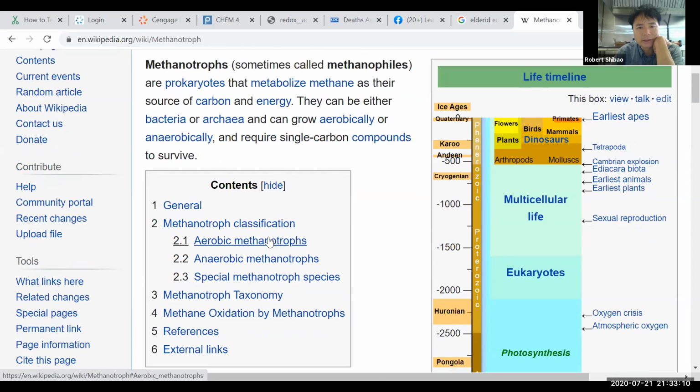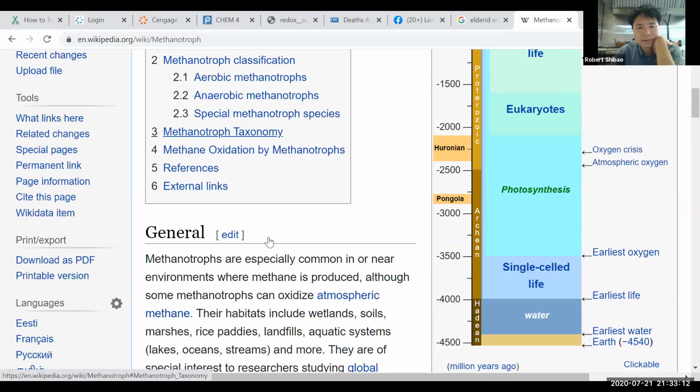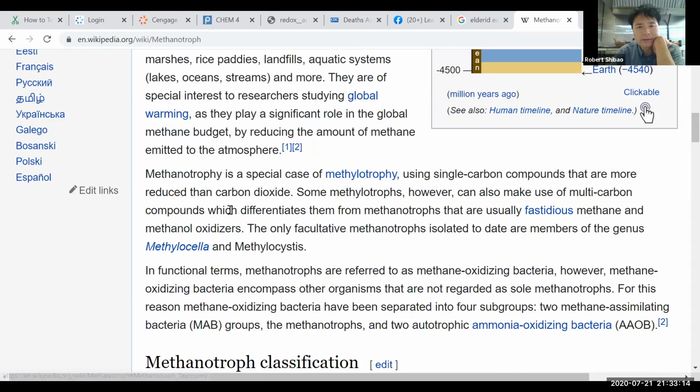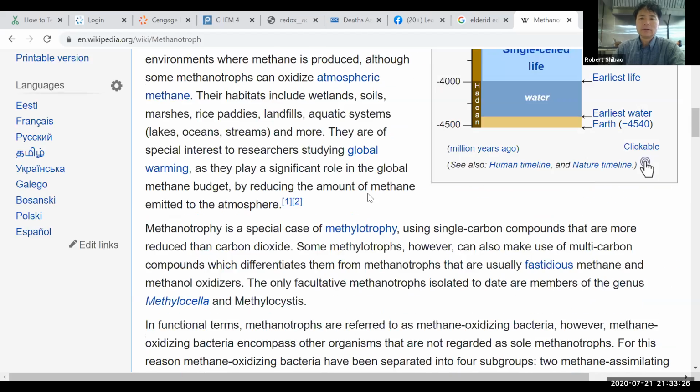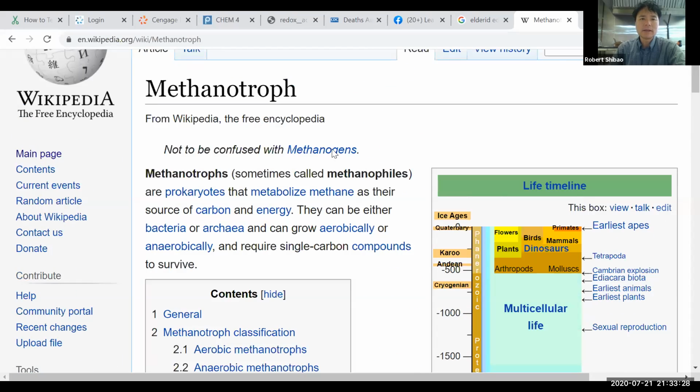Okay, bacteria. Okay, there's something that eats methane. And so they use methane to produce carbon dioxide. That makes sense. Carbon dioxide and water. Okay. So there are things that can digest methane.